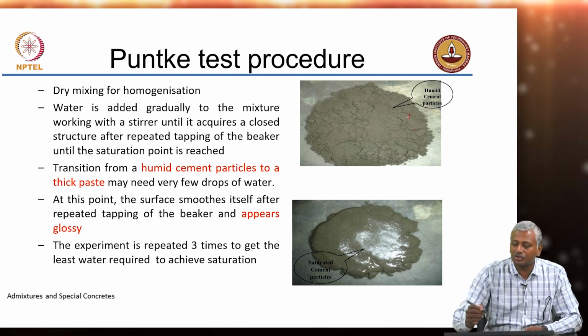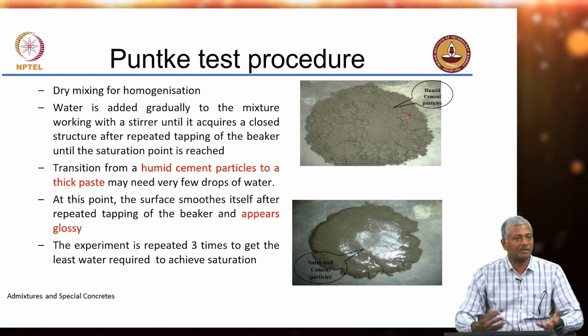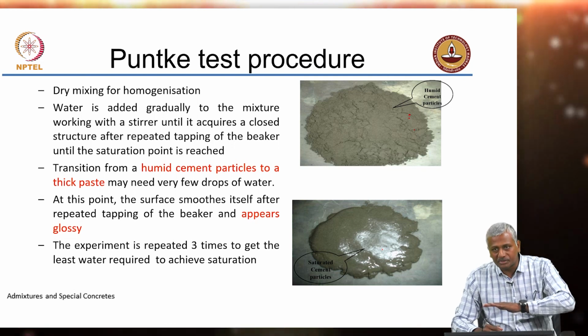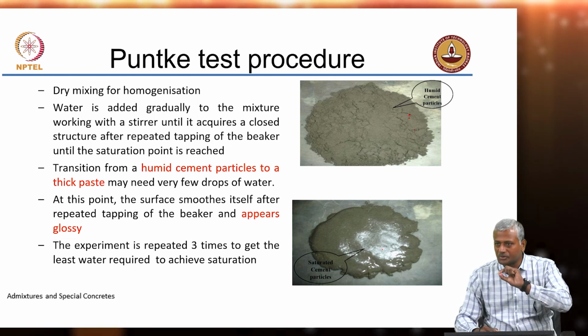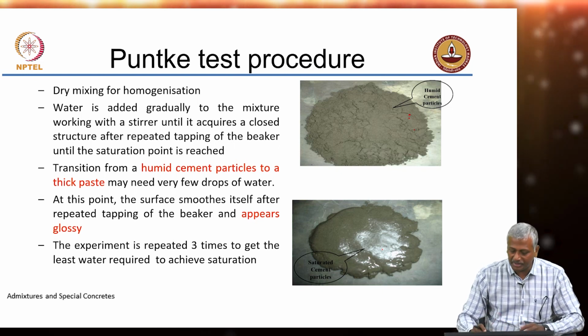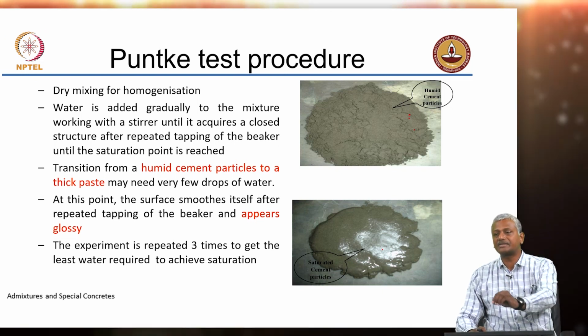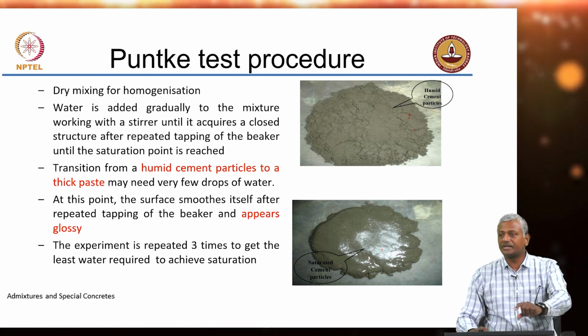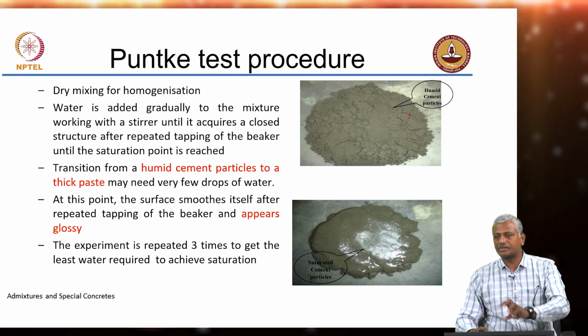So this is a mixture of dry cement particles, a cement and fly ash combination, and this is the mixture at the point of time where all pores have been filled and just a small sheen is showing up on the surface. There is a glossy appearance. At that point of time you say that that's the water content which is equivalent to the amount of water required to fill up all the voids in this combination.